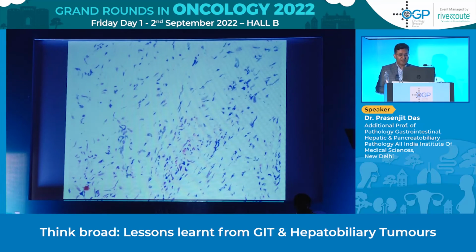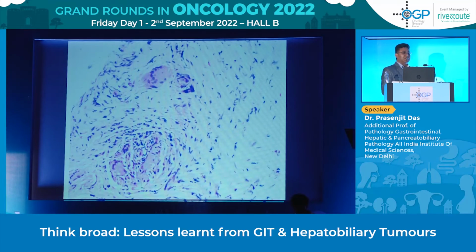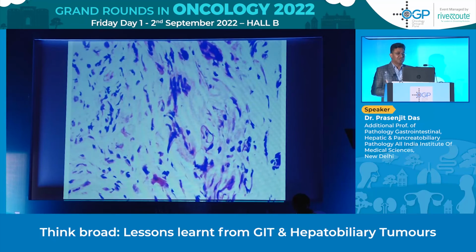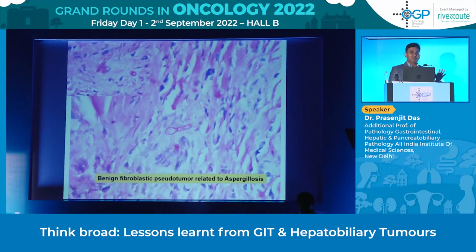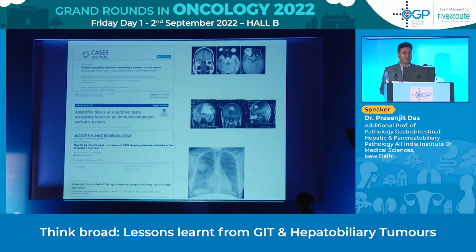Similar pattern, no fascicular arrangement. However, luckily, what we identified in this case is that a few granulomas and giant cells were there within this tumor, you can say. And on higher look, we could identify these are the fungal bodies. And on PAS and diastase stain, we could identify septate fungal bodies, and there is also right-angle branching. So by this time, we know that this is actually a benign fibroblastic pseudotumor in reaction to aspergillosis, an extremely rare presentation.